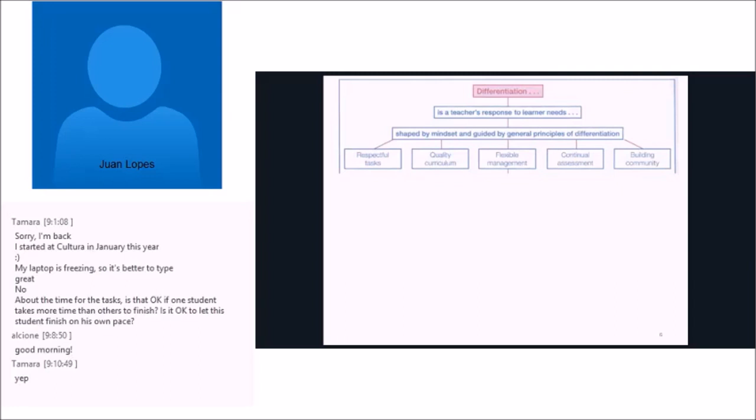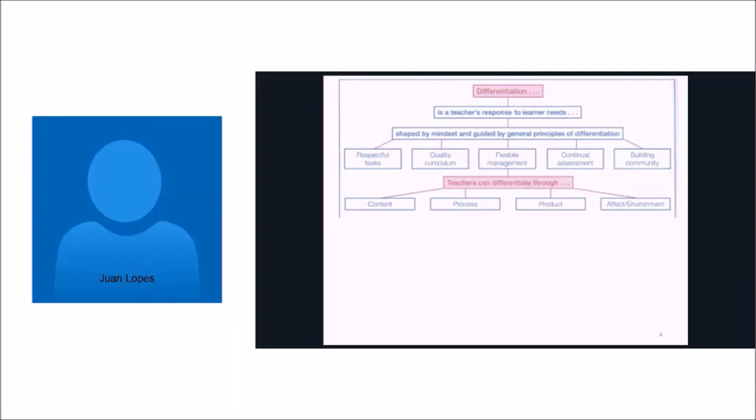Okay. Well, so these are some of the principles of differentiation according to Carol Tomlinson. And how can we differentiate? Basically, there's 4 different ways that we can differentiate. So there's content, process, product, and effect or environment. So content in the sense of I'm going to change the content that I'm providing to my students so that they all learn the same way, or they all achieve a certain level that I'm aiming at helping them reach.